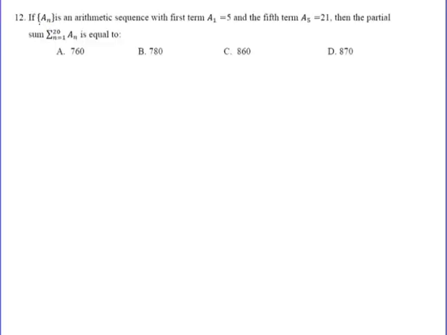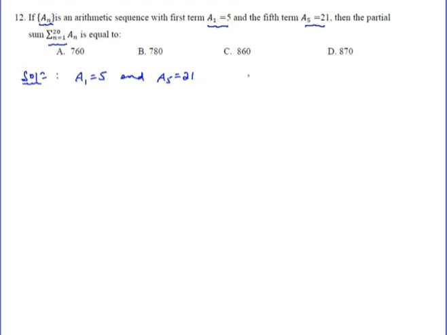If an is an arithmetic sequence with the first term 5 and the fifth term is 21, then the partial sum of the first 20 terms is how much? So what is given here? This is an arithmetic sequence. The first term is 5 and the fifth term is 21. So this is given.